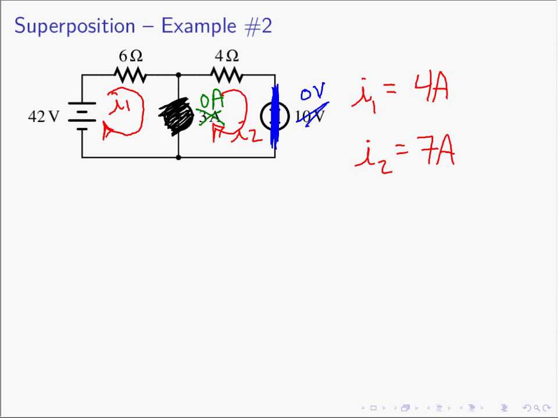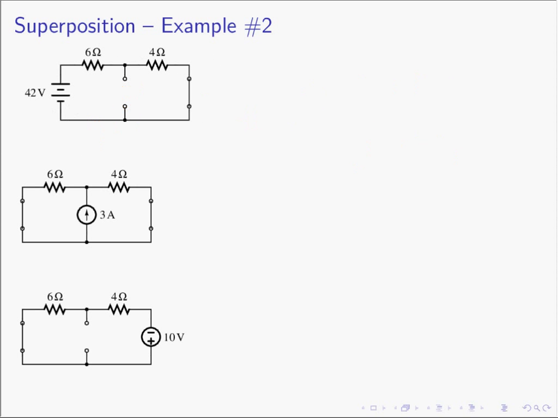So let's redraw this. So taking the circuit and redrawing it, killing the 10 volt voltage source, we do indeed see the short, and killing the 3 amp current source, we indeed see the open here. And so again, we were looking for this current, we'll call that I1A, and we're looking for this current, I2A. So this is the I1 current and the I2 current due to the first source, the 42 volt source.